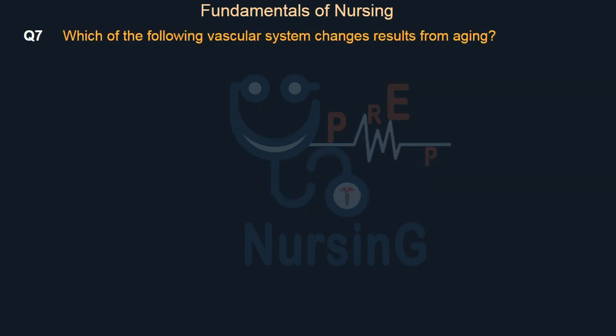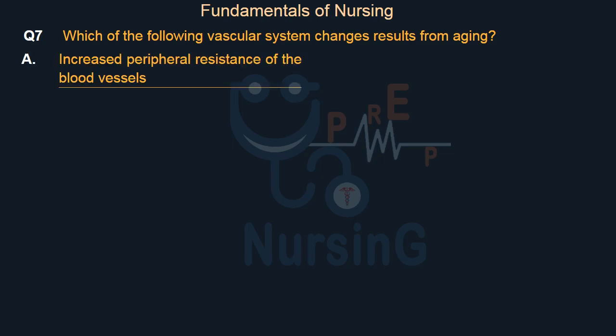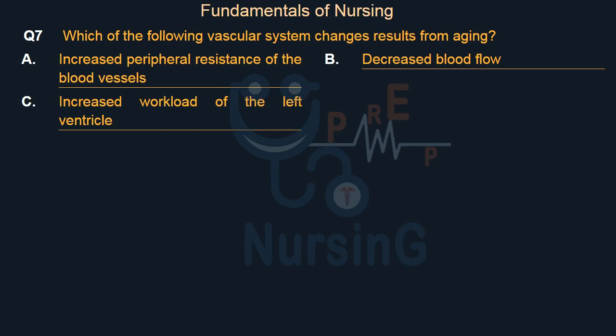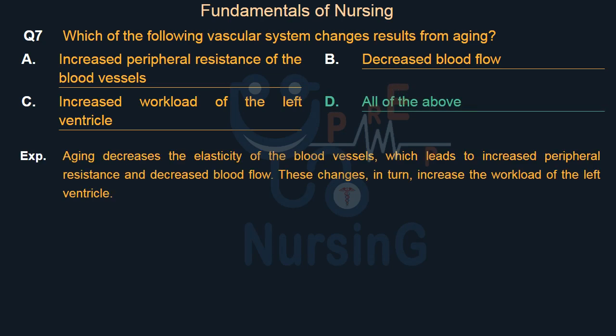Which of the following vascular system changes results from aging? Option A. Increased peripheral resistance of the blood vessels. Option B. Decreased blood flow. Option C. Increased workload of the left ventricle. Option D. All of the above. Right answer is Option D. All of the above. Aging decreases the elasticity of the blood vessels, which leads to increased peripheral resistance and decreased blood flow. These changes, in turn, increase the workload of the left ventricle.